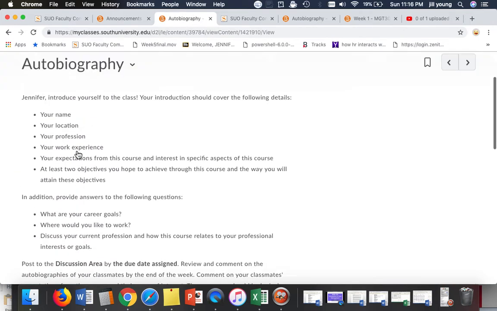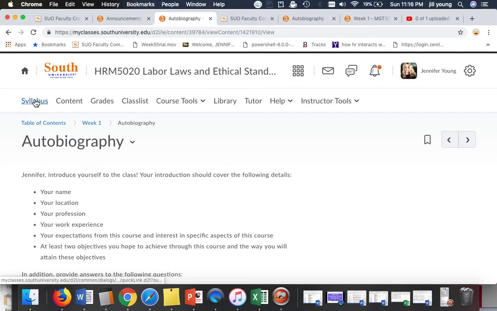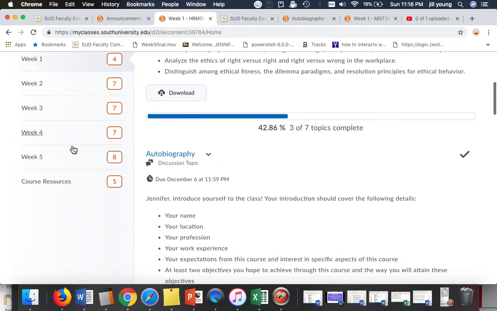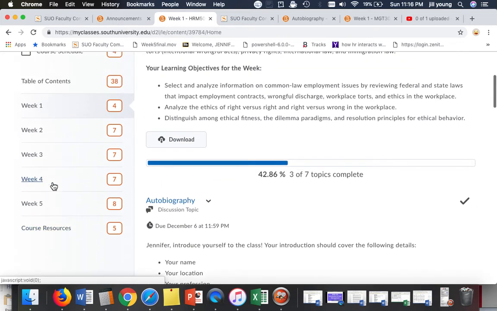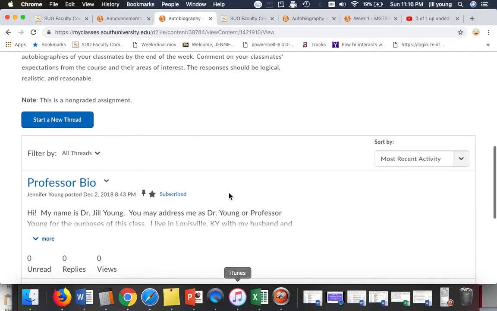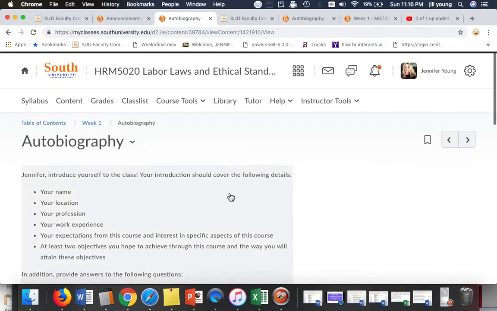This course, make sure you review the syllabus and all the course materials. Go to content, and make sure to go into your course resources area, because that's where your APA format guidance is and your late policy information. That's all in there as well. For the autobiography in the first week, just make sure to post it. I know you're familiar with this, but just make sure that you post that.